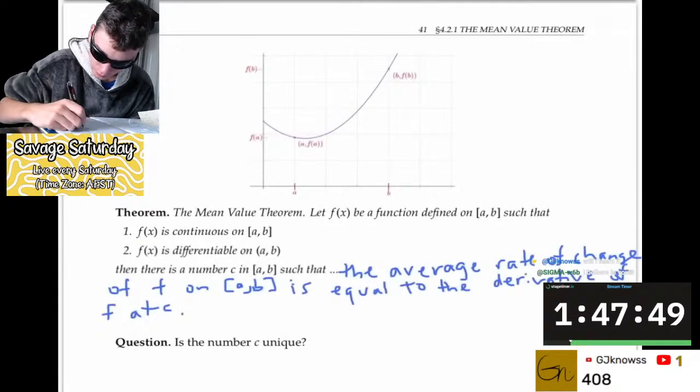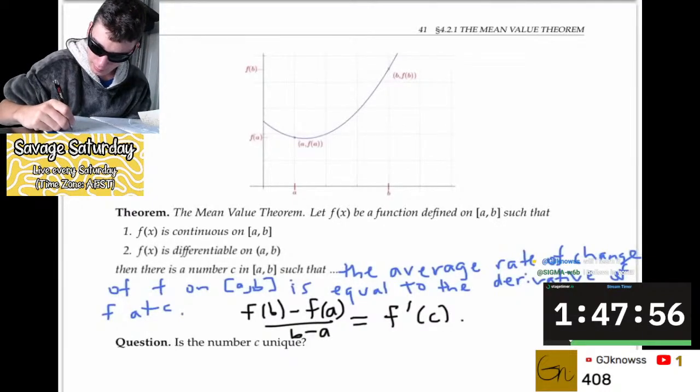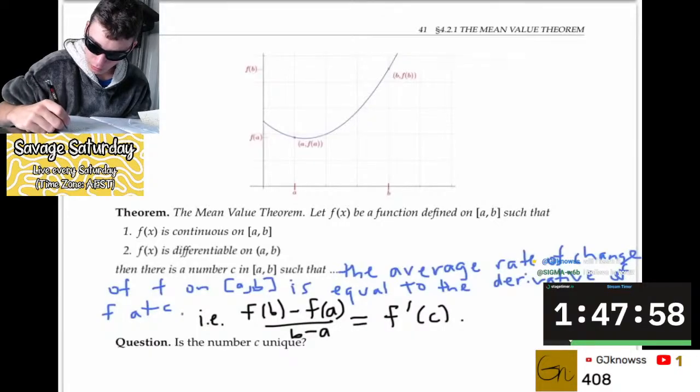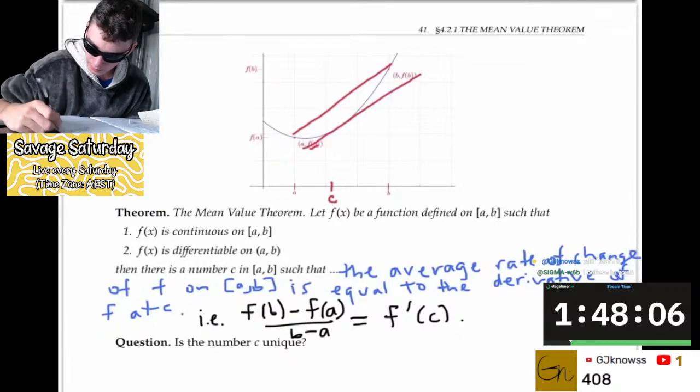In symbols, we can write the average rate of change as f of b minus f of a over b minus a, and that has to equal f prime at c for some number c. On the graph, the average rate of change of f is the slope of the secant line. And so the mean value theorem says that there's some number c somewhere in between a and b, so that the slope of the secant line is exactly the same as the slope of the tangent line at that x value of c.